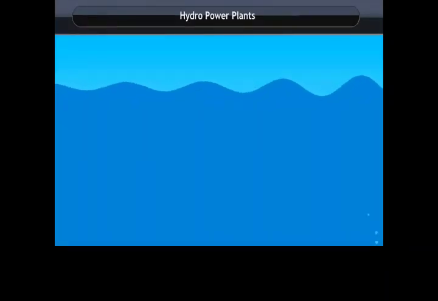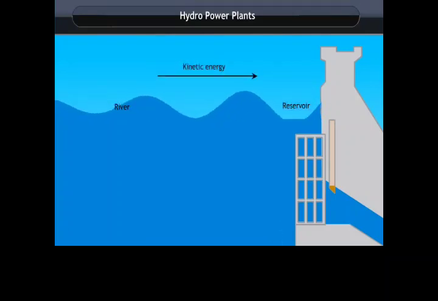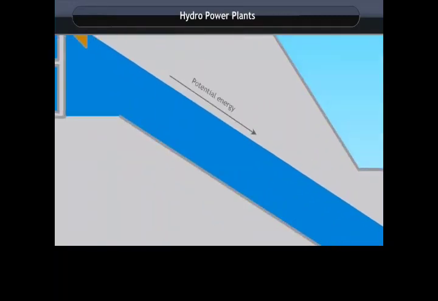In order to produce hydroelectricity, high-raised dams are constructed on the river to obstruct the flow of water and thereby collect water in larger reservoirs. The water level rises, and in this process the kinetic energy of the flowing water gets transformed into potential energy.